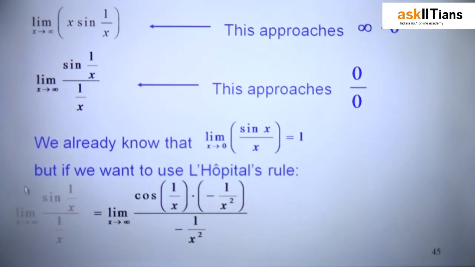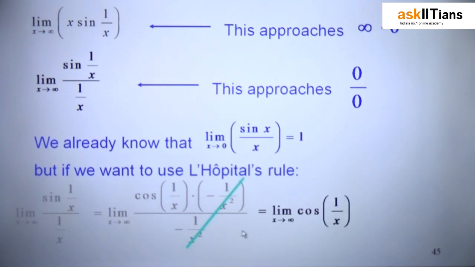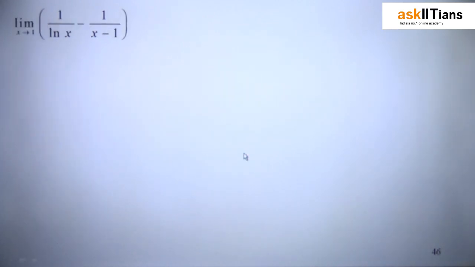So first of all, the outer function will be differentiated. The differentiation of sine will give me cos 1 by x, and then we come to 1 by x. The differentiation of 1 by x will give me minus 1 by x square, and in the denominator, the differentiation of 1 by x is going to give me minus 1 by x square. So this thing will now be cancelled out, and I'm only left with the limit x tending to infinity cos 1 by x, and I know that the value of cos 0 is 1. So the value of the limit of this function when x tends to infinity comes out as 1.